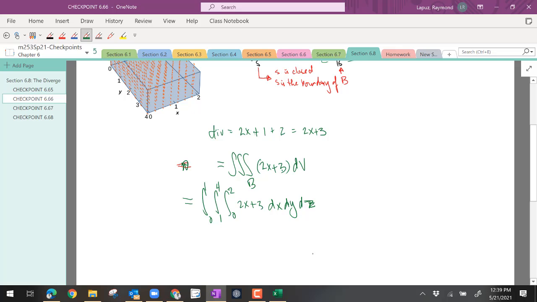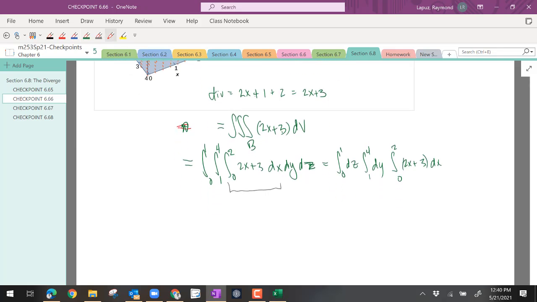All right, let's integrate this. The innermost integral has an x in it, and y and z actually don't have an x in it, so maybe we can even set this up where we just integrate from 0 to 1 with respect to z, from 1 to 4 with respect to y, and this is the only one that has an x, from 0 to 2, 2x plus 3 dx.